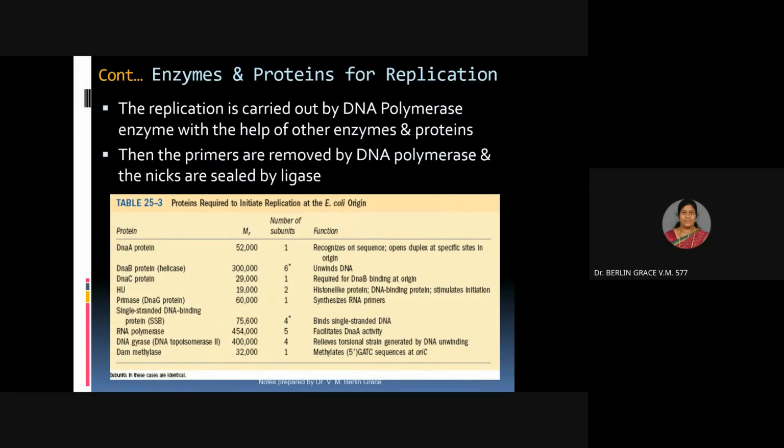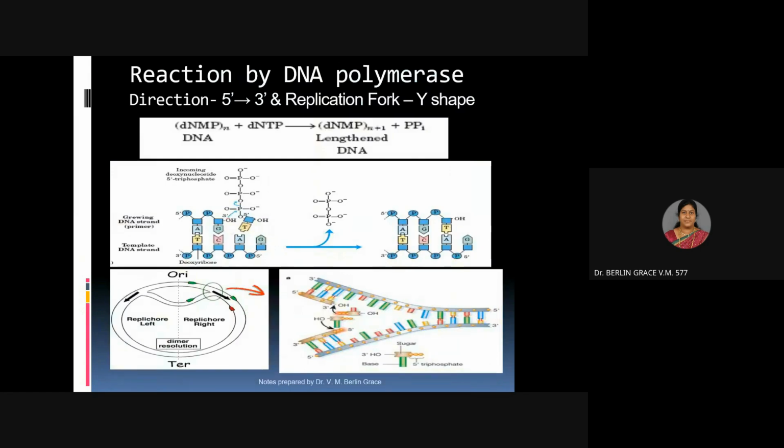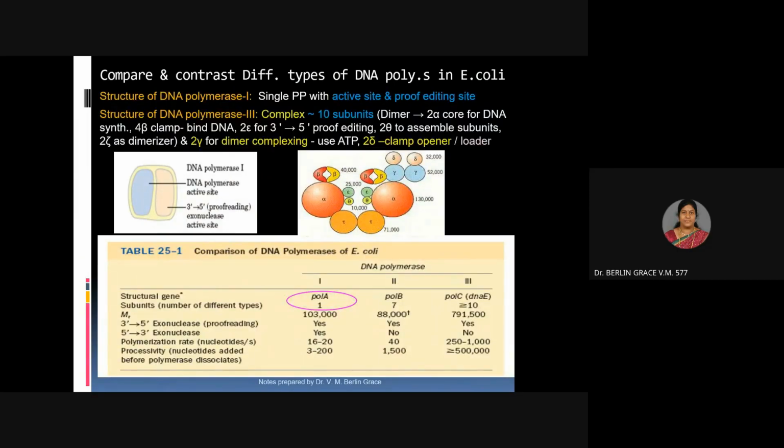The enzymes and proteins involved in the replication are shown here. The reaction of replication is carried out by the DNA polymerase. There are different types of DNA polymerase in E. coli: polymerase 1, 2, and 3. Polymerases 1 and 3 are very important for replication to happen, and 2 is important for the repair system. The comparative characteristics are given.